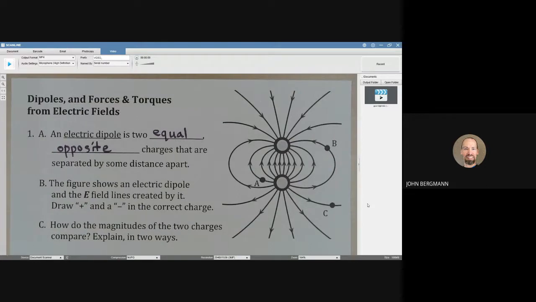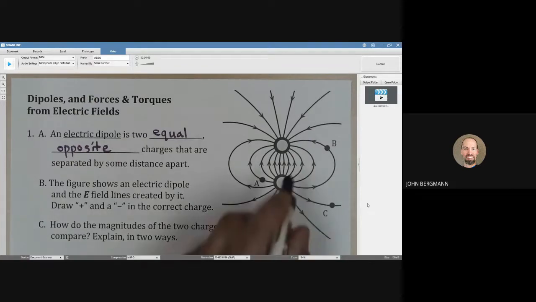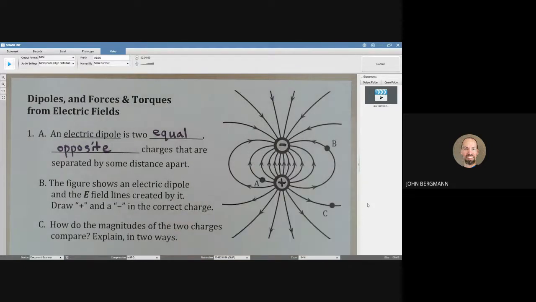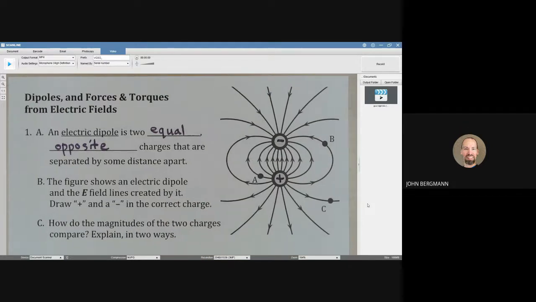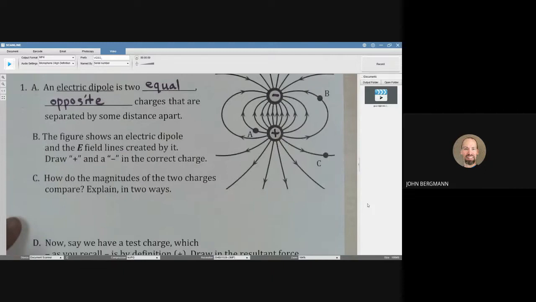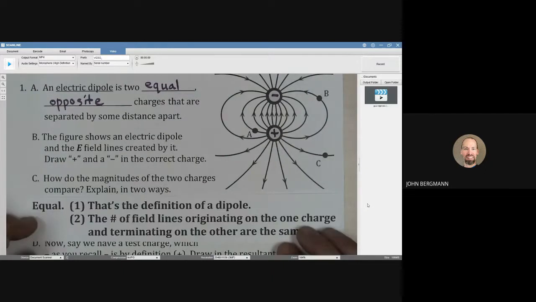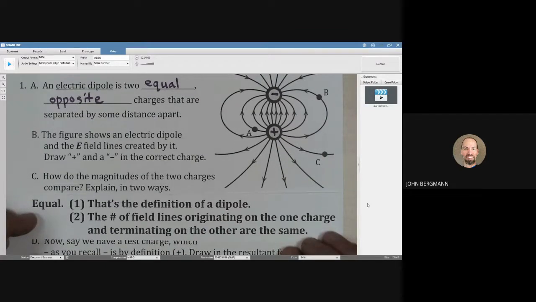The figure shows an electric dipole and the electric field lines created by it. Draw a positive and a negative in the correct charge. Field lines run away from positive charges and they terminate on negative charges. How do the magnitudes of these two charges compare? Explain in two different ways. Well, they're equal. And one way we know that is that's the definition of a dipole.